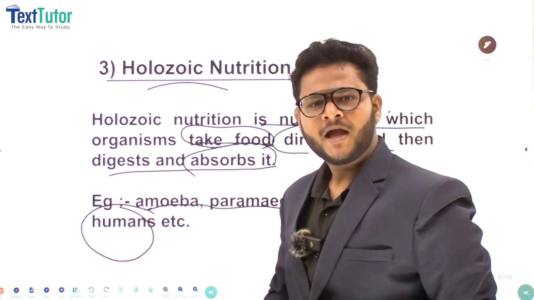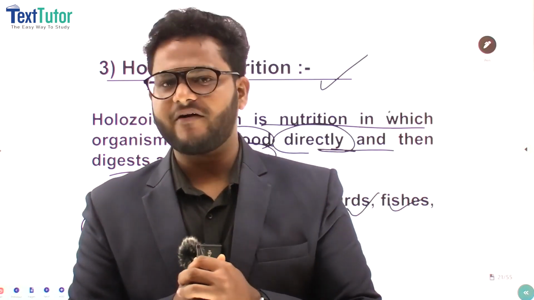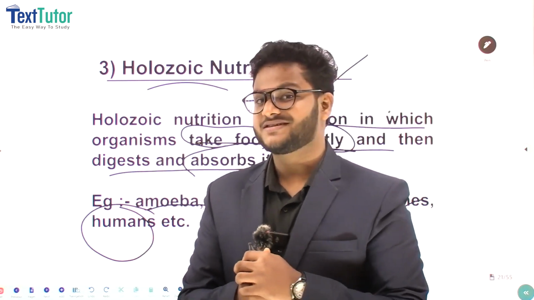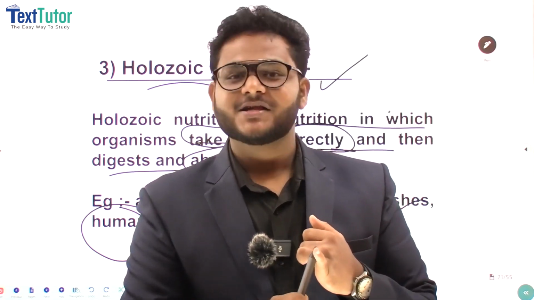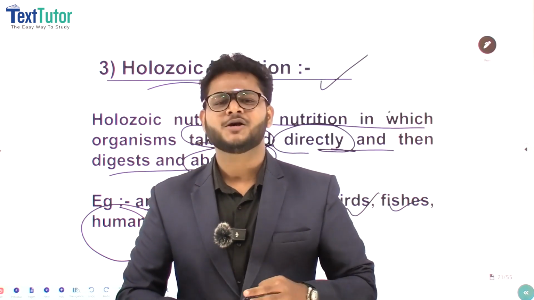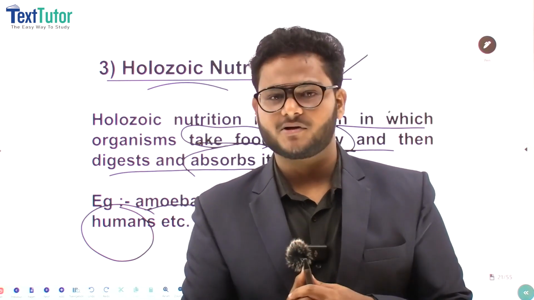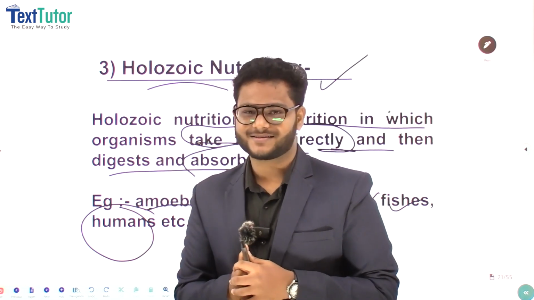Clear, right? I hope the concept is clear for you. Okay, so now we have discussed the heterotrophic nutrition types. So what are the types of heterotrophic nutrition? We have saprotrophic nutrition, parasitic nutrition, and holozoic nutrition. So these are the different types of heterotrophic nutrition. We learned about the examples.